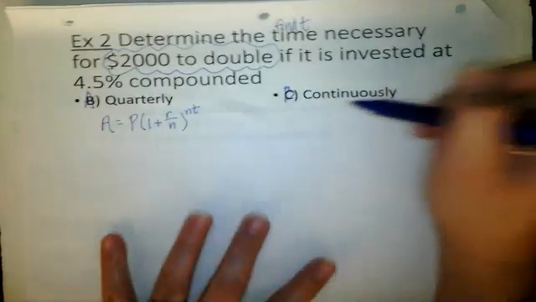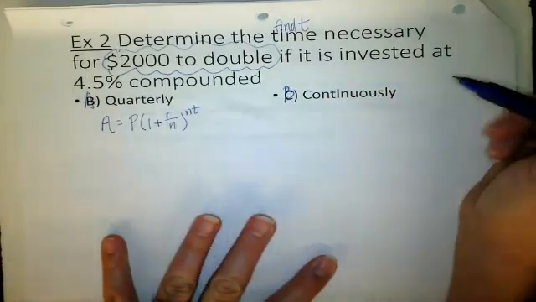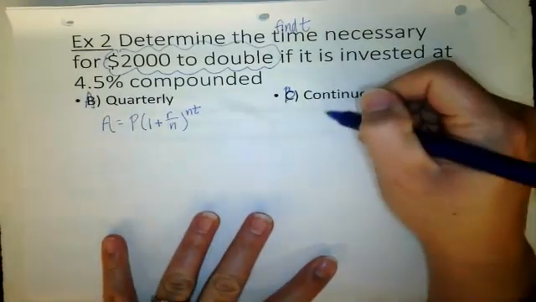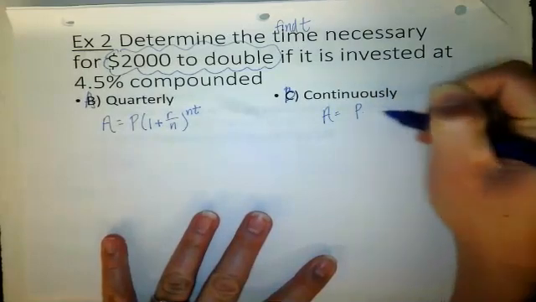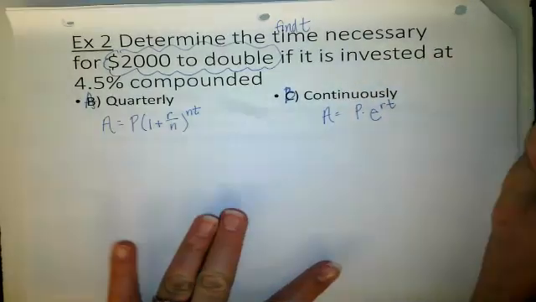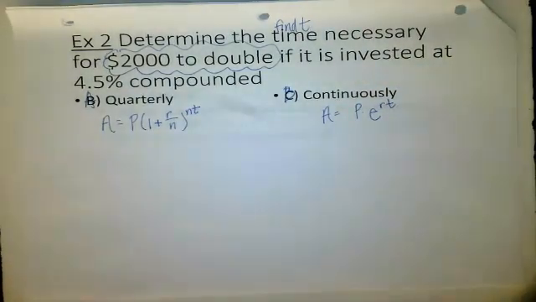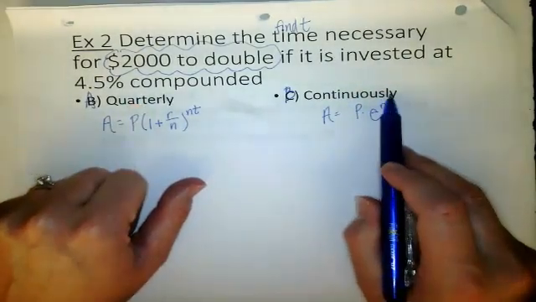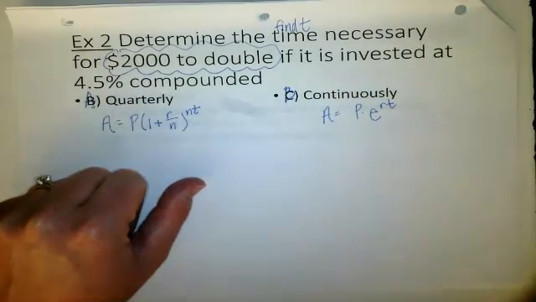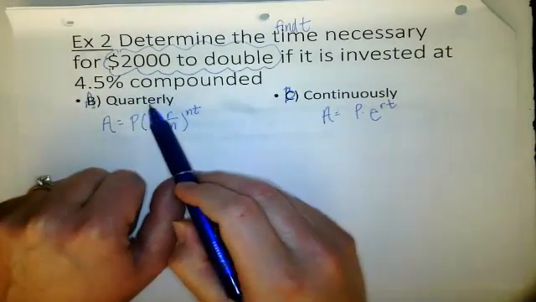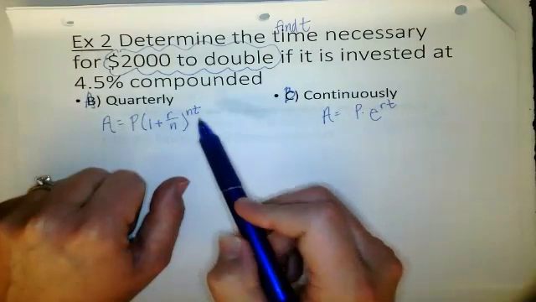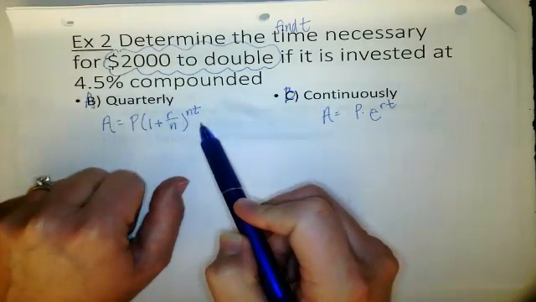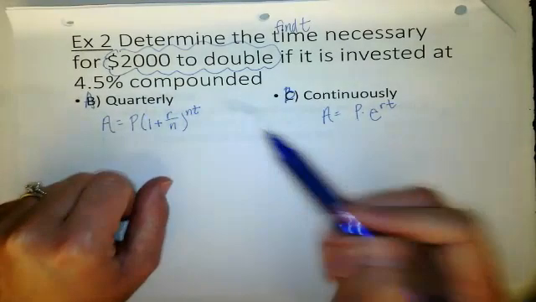What do we use if we're compounded continuously? Pert, yeah, A equals P times e to the rt, Pert. Good. So 2 different models based on what words they use. So pay attention to the words. If they're compounding continuously, then we use the Pert formula. If we're compounding quarterly or monthly or daily, we use this compound interest formula.